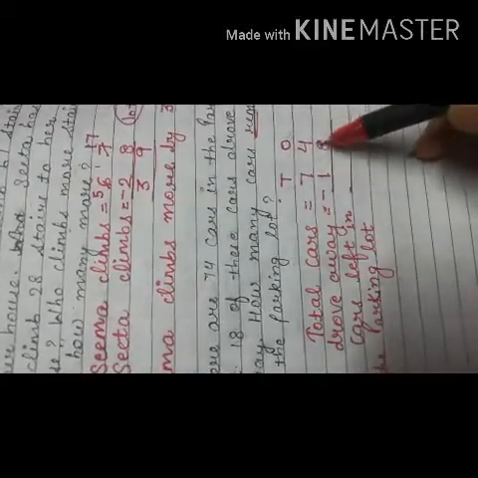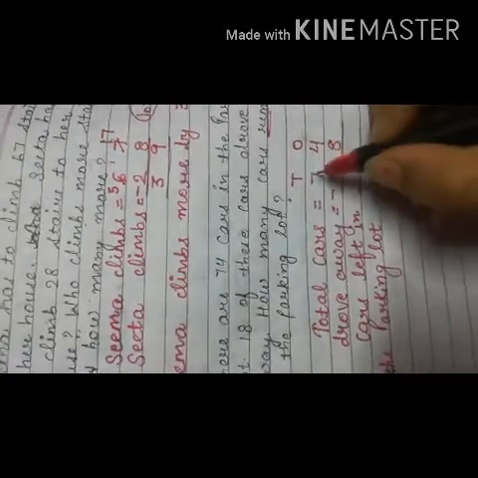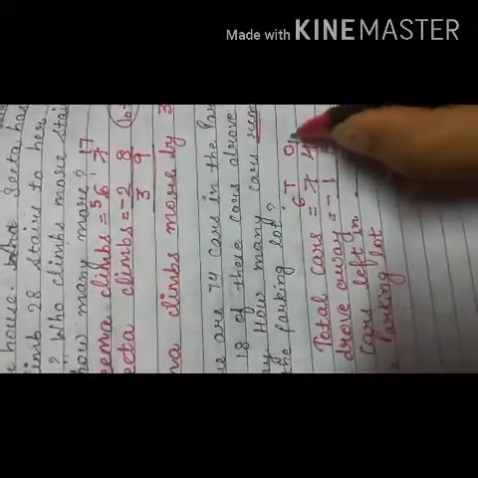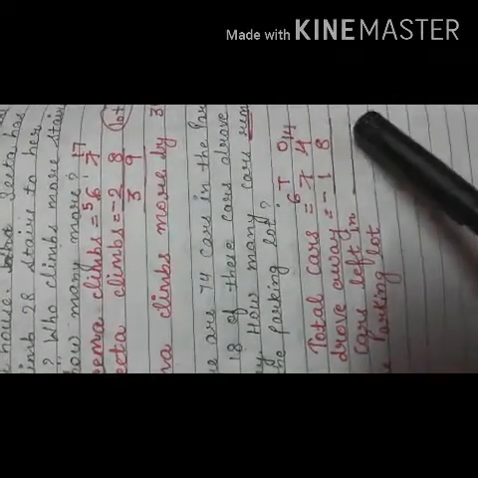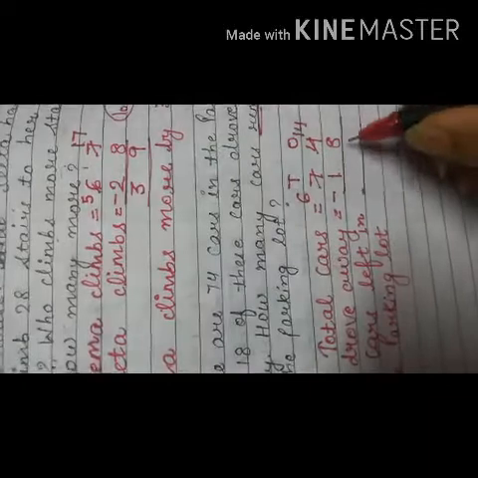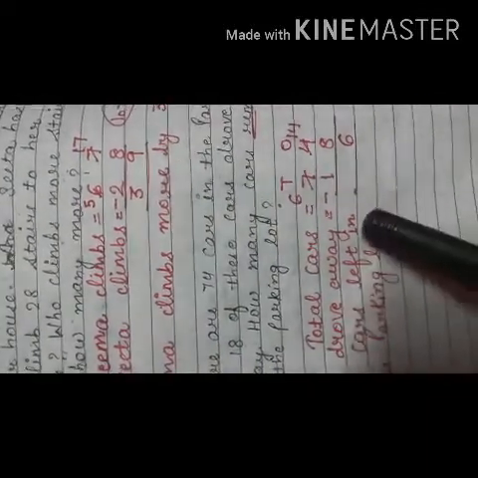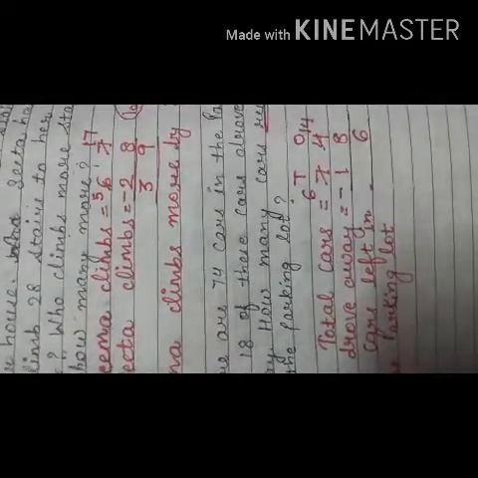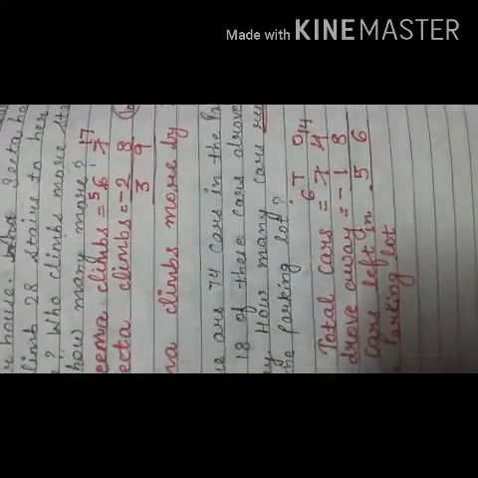Here you cannot subtract 8 ones from 4 ones, so obviously 4 will borrow from 7. This will be 6 tens, and here we have 14 ones. Now we can subtract 8 ones from 14 ones, and we will be left with 6 ones. When we come to the tens column, we subtract 1 from 6. So here we have 5 tens.